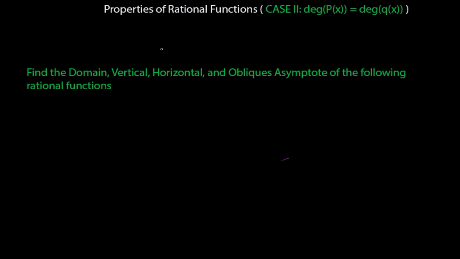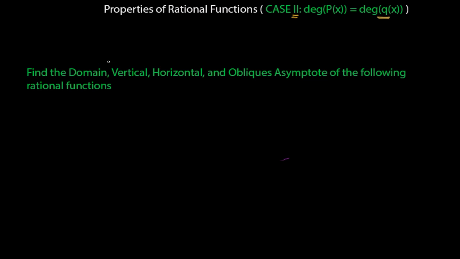Hi, this video is in continuation of the series of videos on properties of rational functions. So this is series 2. For this video we are considering case 2, that is the case when the degree of the numerator of a rational function equals the degree of the denominator of a rational function.